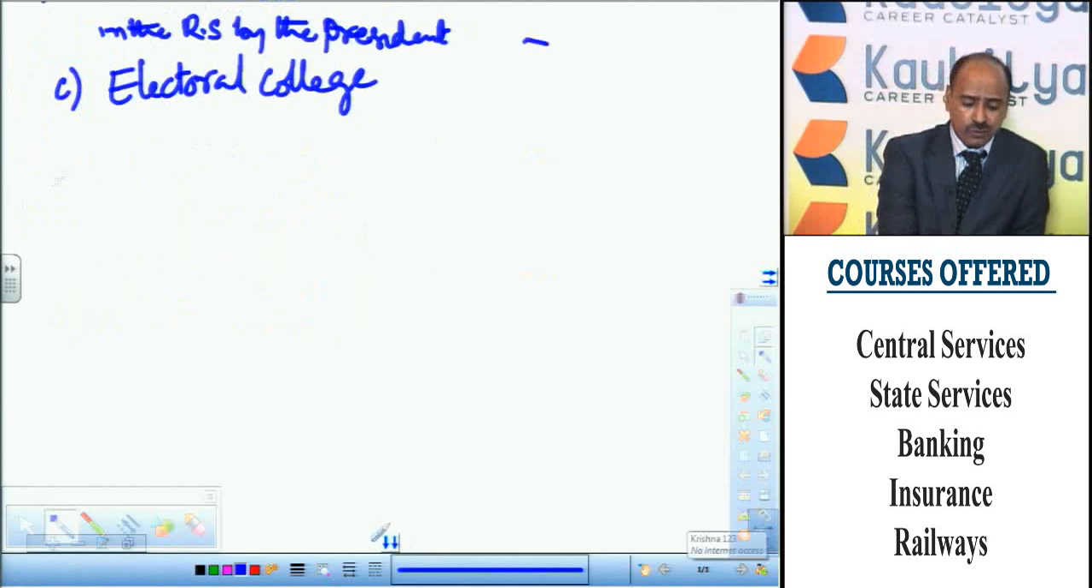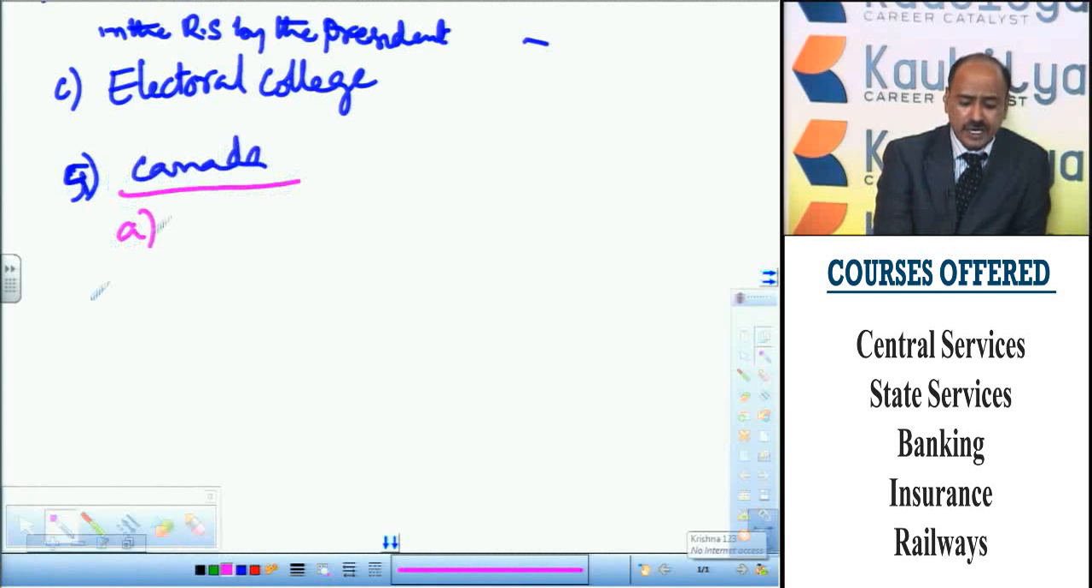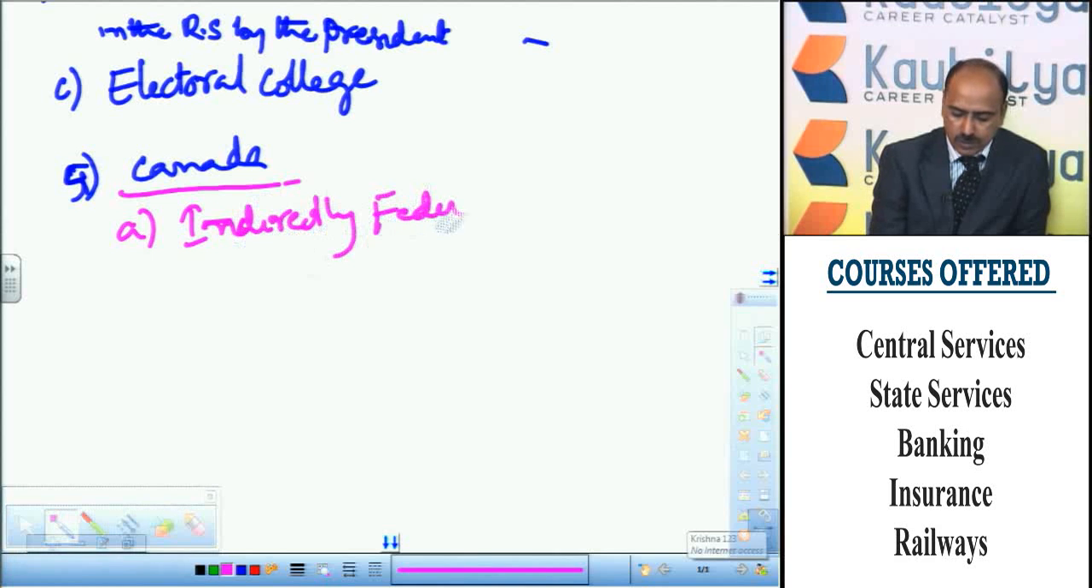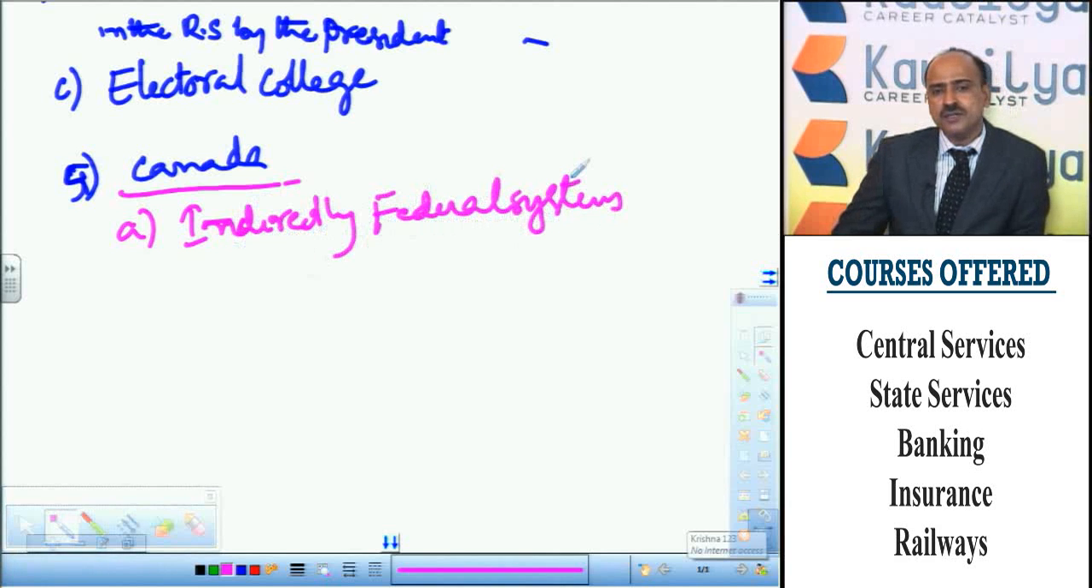Next we have to discuss the fifth source of our constitution, which is Canada. Indirectly, the federal system of government we borrowed from Canada. Directly we borrowed from the Government of India Act 1935, but indirectly we borrowed from the Canada Constitution.